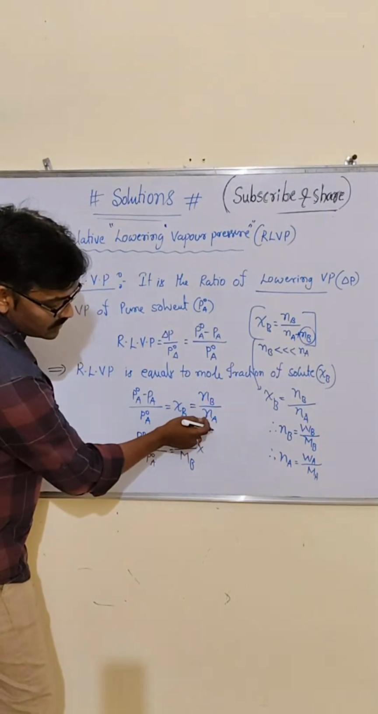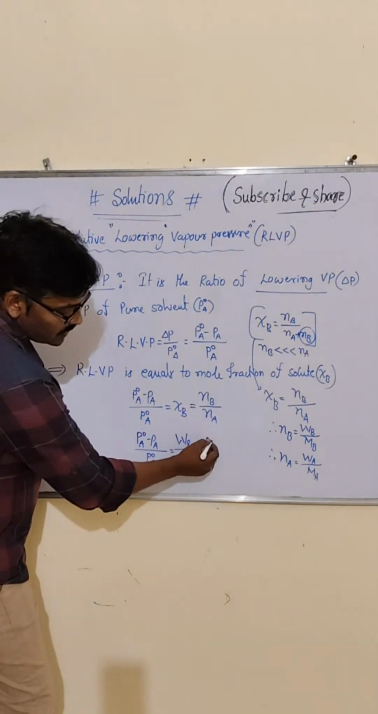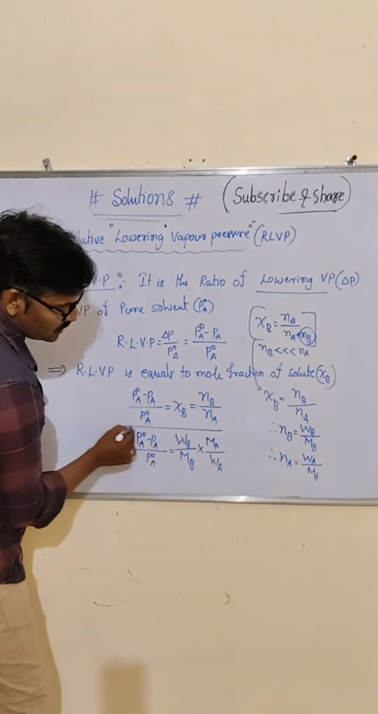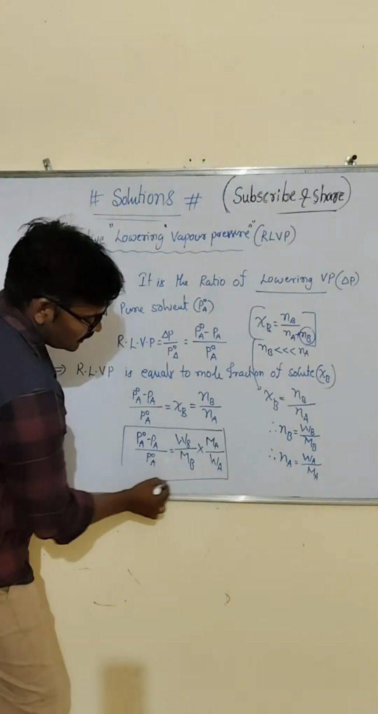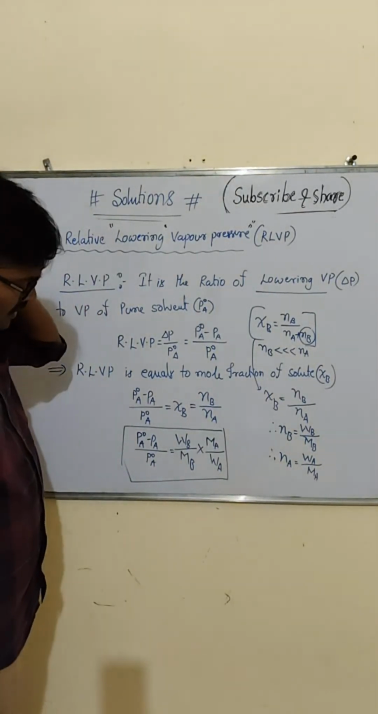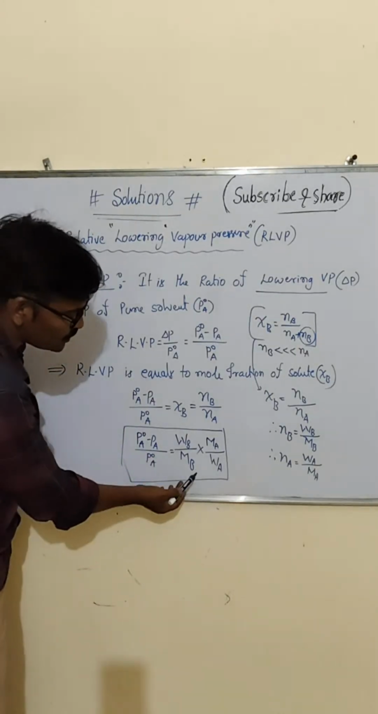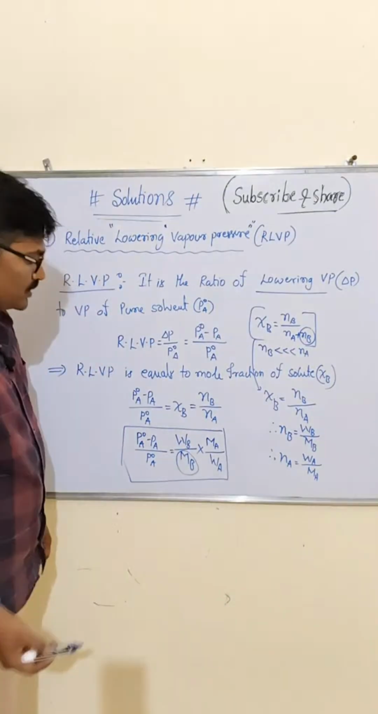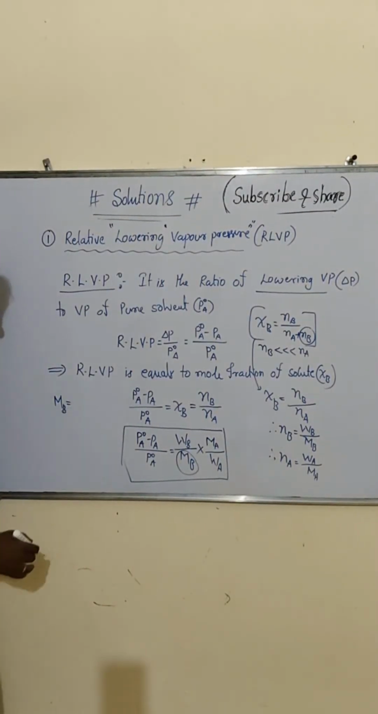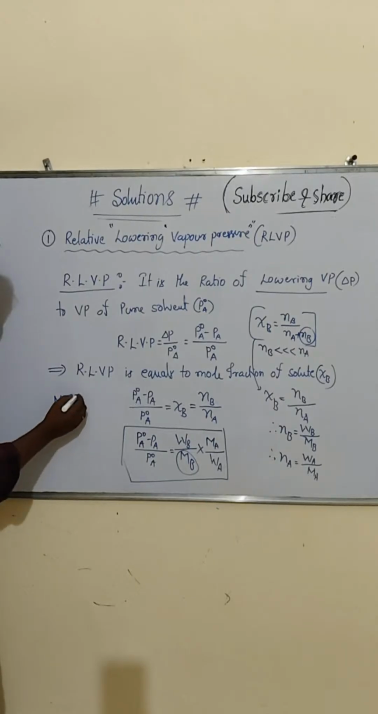When it is the reverse, then MA divided by WA you can write. So this is the formula to calculate the relative lowering of vapor pressure of solute. Then, in case they ask a question on the molar mass of solute, that is MB, we can write it as WB into MA, then divided by WA.